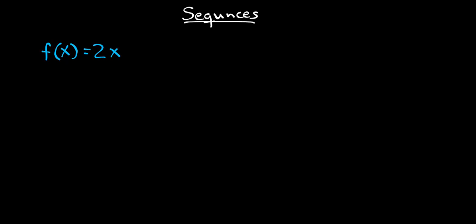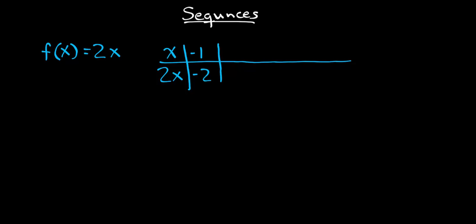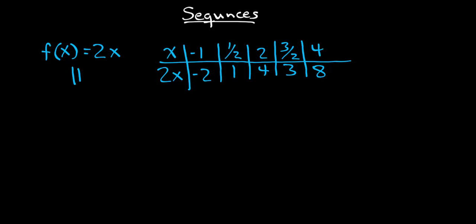There's a linear function, and we know that the domain of this linear function is all real numbers. And we can plug in values here. I could plug in a -1, I get -2. I could plug in a 1/2, and I get 2 times 1/2 is 1. I could put in a 2, I get a 4, 3/2, I get a 3, and so forth. I could put in a lot of different values. Put in a 4, get an 8. The fact is, the domain of this function is all real numbers.